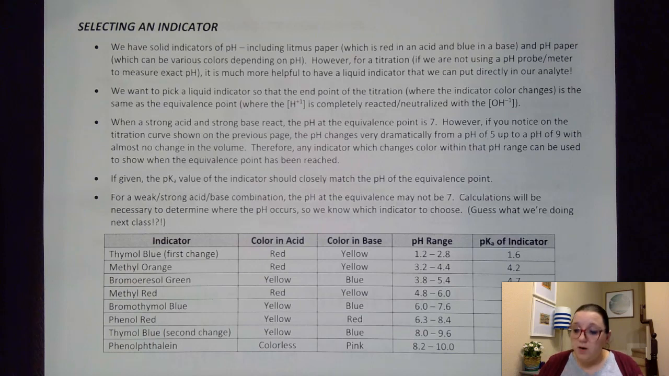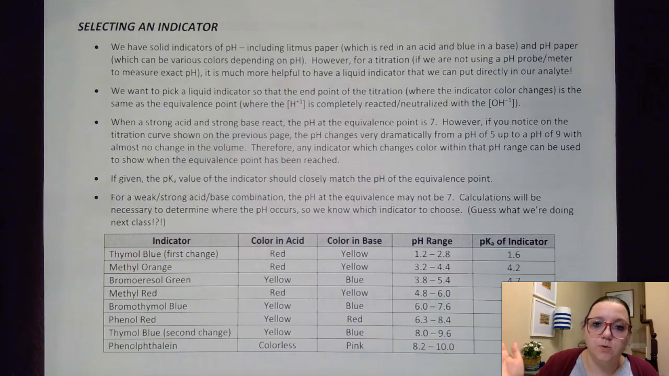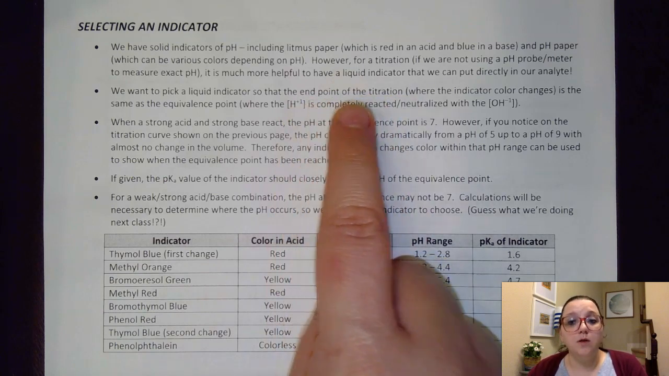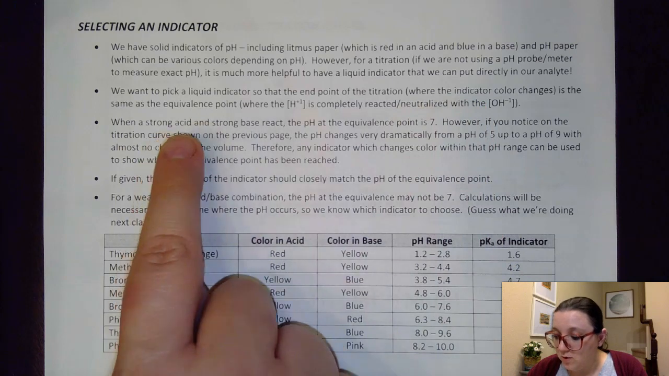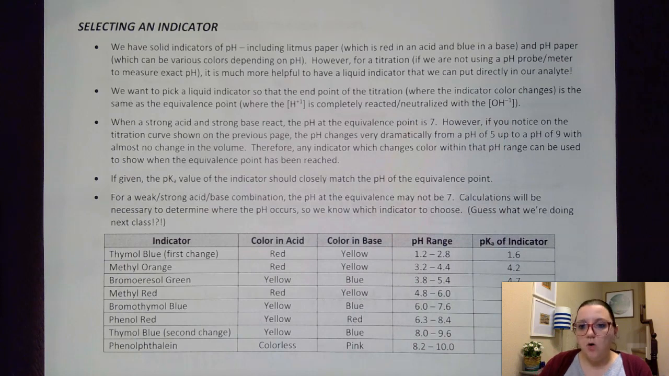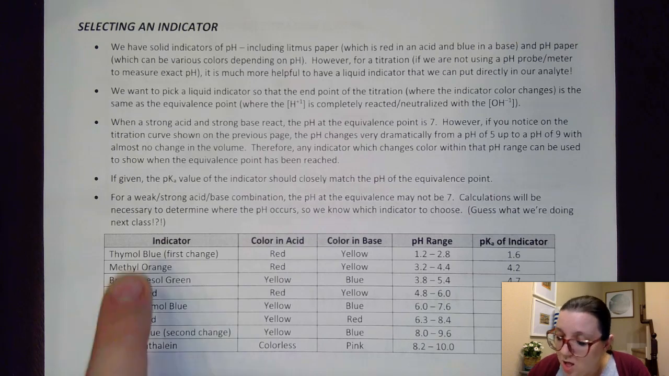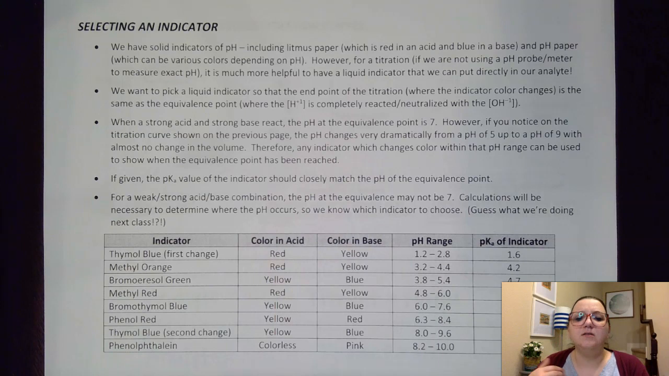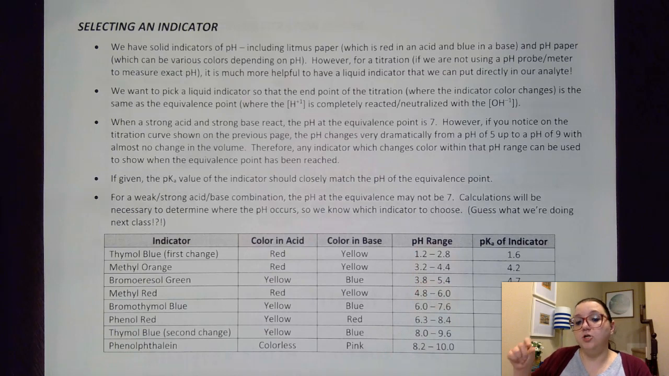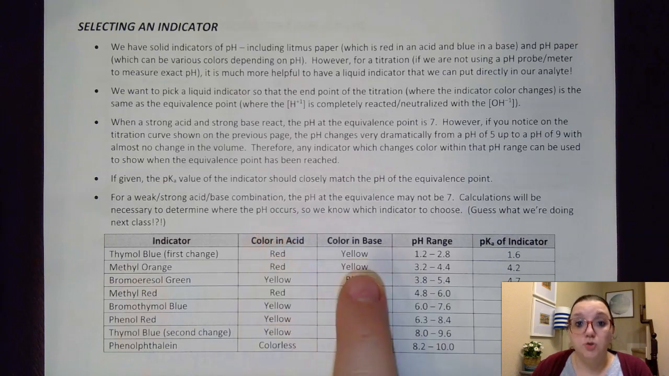Okay, so we want to pick a liquid indicator that we could just drop into our solution, so much easier than a paper, so that we know when we reach the end point of the titration, because again, that end point where the color changes should be the same as the equivalence point where the hydrogen and hydroxide have canceled each other out. So here's the deal. We have a whole list of indicators down here on our page. You notice there's all kinds. They have all kinds of various colors to them, but then you also notice here a pH range. That pH range shows where these particular indicators change from being one color to the other.